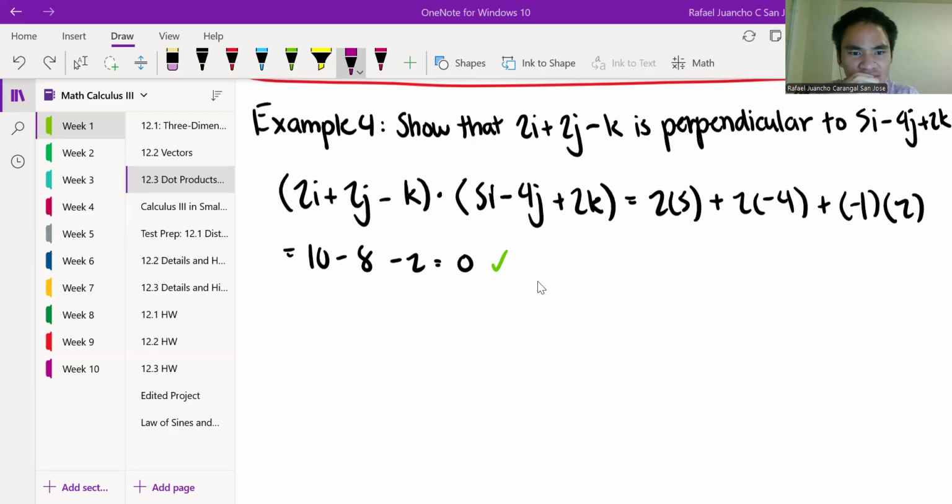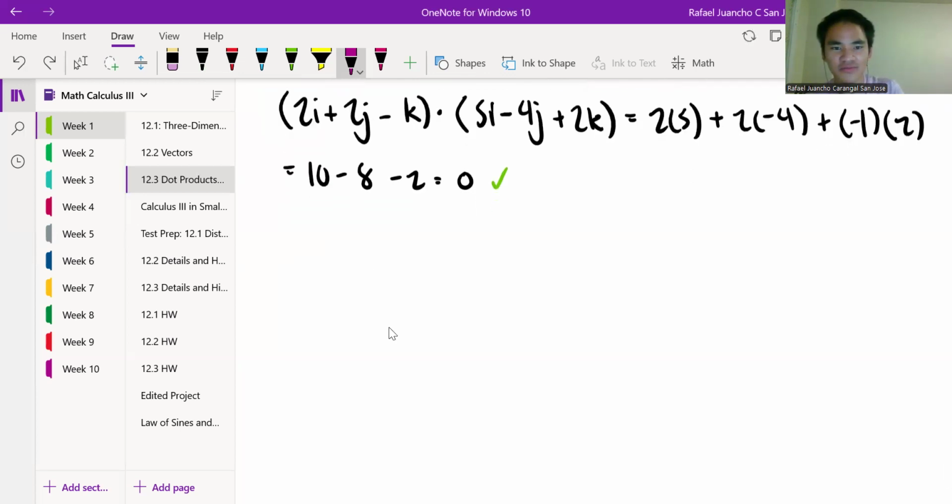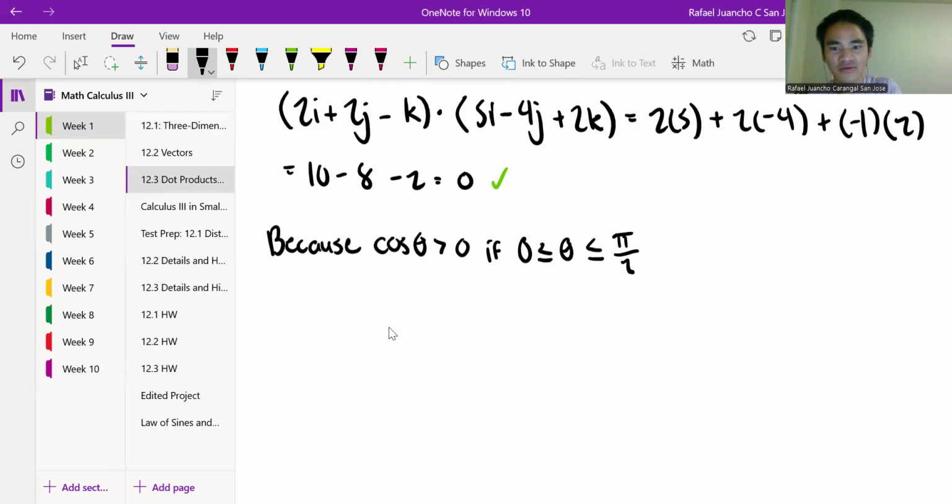Okay, now I actually have some interesting facts here, which I'm going to go over. Okay, let's go over this. So because, let's say, our cosine theta is greater than 0, if let's say our angle is in between 0 and pi half, right? Cosine is obviously greater than 0.